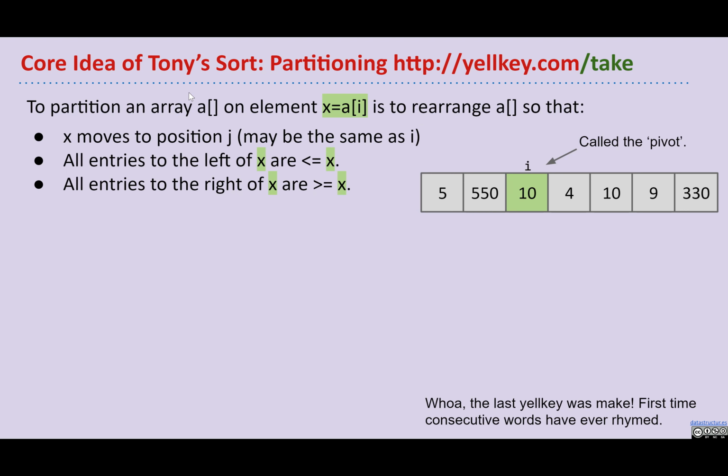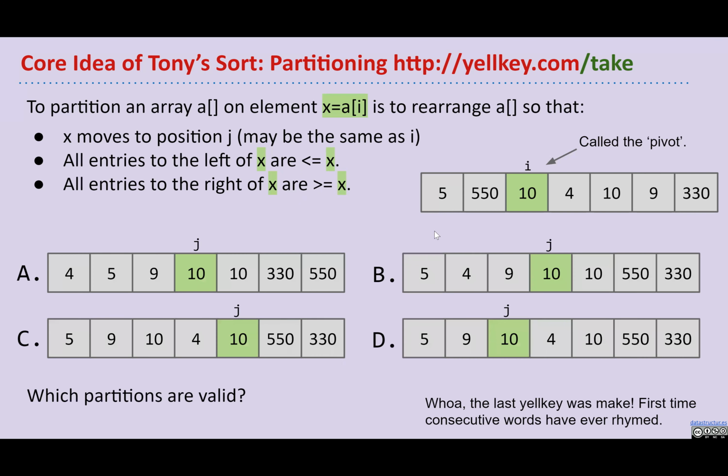To partition an array, the idea is that if this is my pivot, item A_i, then I'm going to move X to some position J. I don't know where that is. It's going to land somewhere arbitrarily. All the items to the left are going to be less than X, and all the items to the right are going to be greater than X. And I lied, sorry. All the items to the left are less than or equal to X, and all the items on the right are greater than or equal to X.